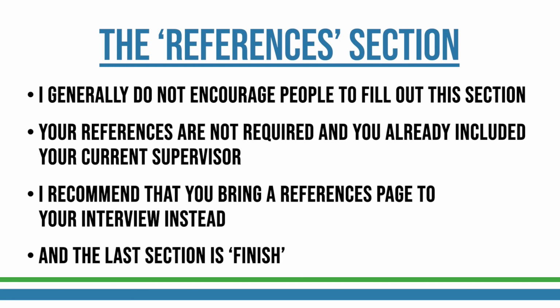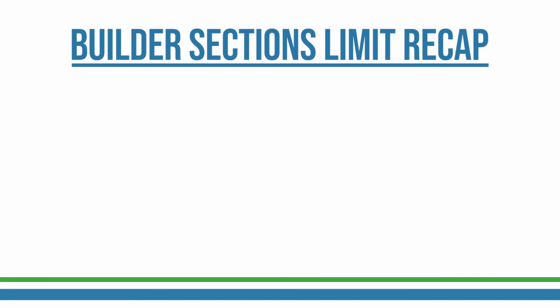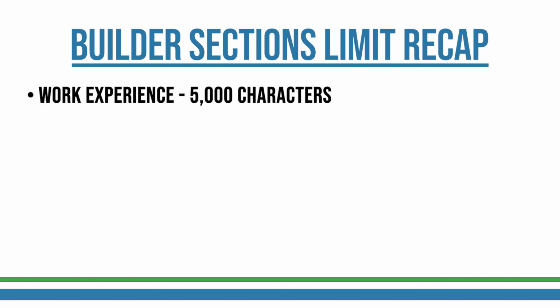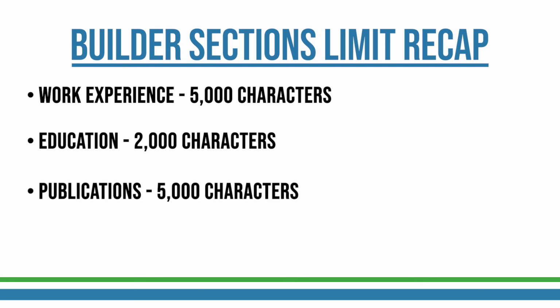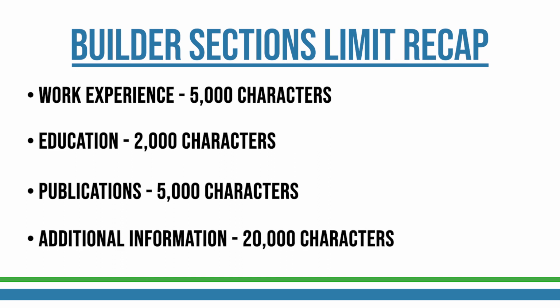So if you decide to use the USAJOBS Resume Builder, that's how you can use it. And I have here your work experience, 5,000 characters each. Education, you're limited to 2,000 characters. Publications, as I mentioned, is 5,000. And then the additional information is 20,000, where you can put all kinds of extra stuff.